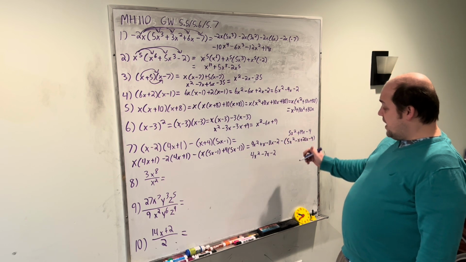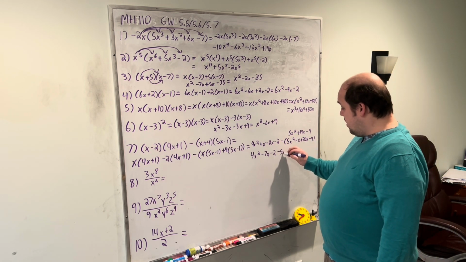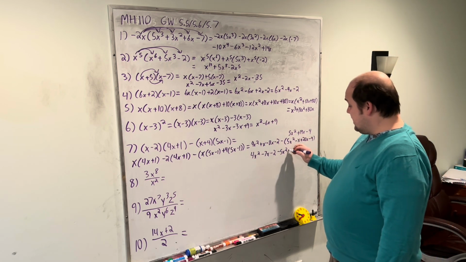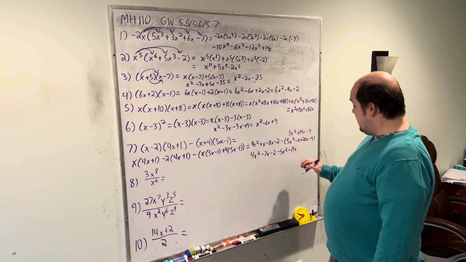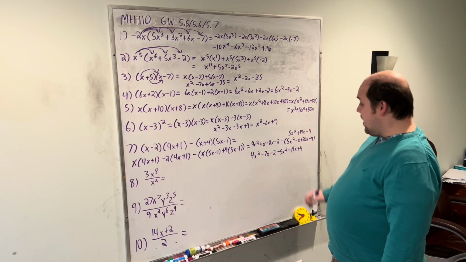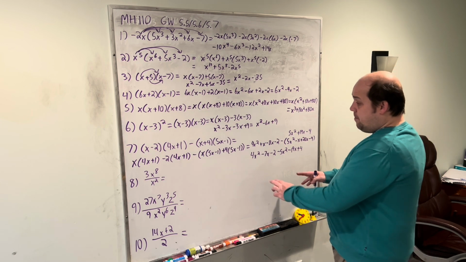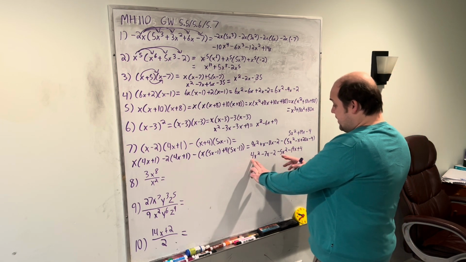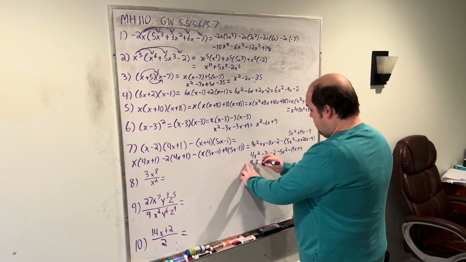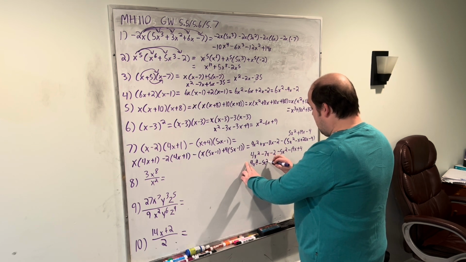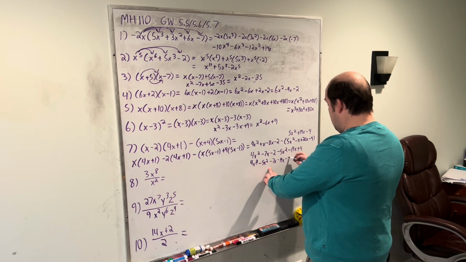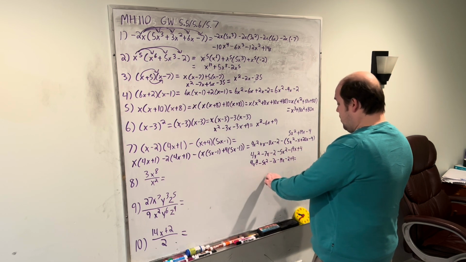When I change the sign on positive 5x squared, it becomes negative 5x squared. When I change the sign on positive 19x, it becomes negative 19x. And when I change the sign on negative 4, it becomes positive 4. And now I'm going to combine like terms. 4x squared minus 5x squared minus 7x minus 19x minus 2 plus 4.